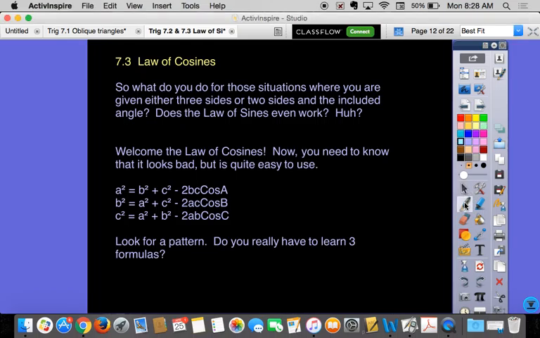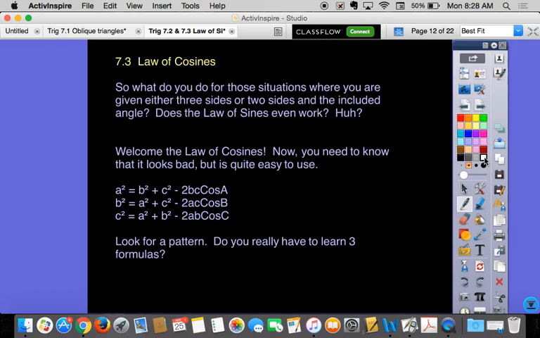Let's look at the law of cosines. After going through the law of sines with the ambiguous case, you should really like the law of cosines. There's nothing weird about the law of cosines. It's just nice, clear, and simple.